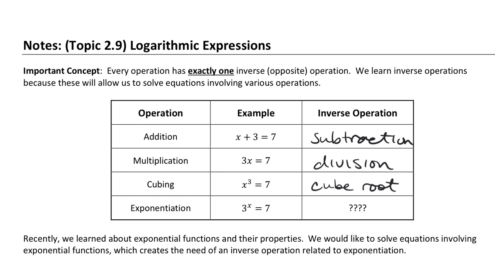Okay, so we have all of these abilities to undo a function type. But what if we had the type of function we had at the beginning of this unit? What if we had an exponential function, 3 to the x equals 7? How do you solve for x? That's a great question. I'm so glad you all asked it. This is going to be where our logarithmic expressions and logarithmic equations come into play, which is the second type of function that we're going to learn about in this unit.